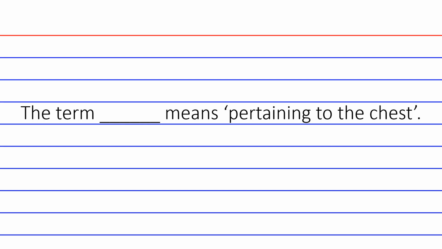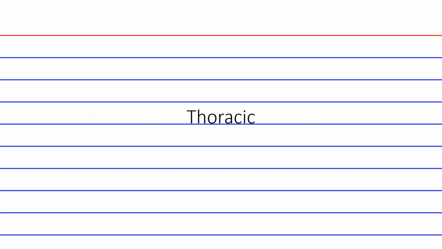This term means pertaining to the chest. The answer is thoracic, right? These are where your thoracic vertebrae are located on the posterior side of the body, and all the ribs are attaching to the thoracic vertebra and then anteriorly to the sternum. And so your thoracic region is your chest region.